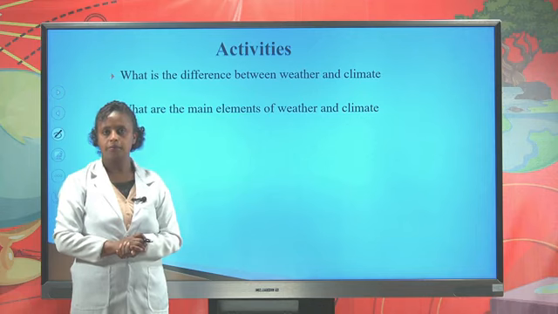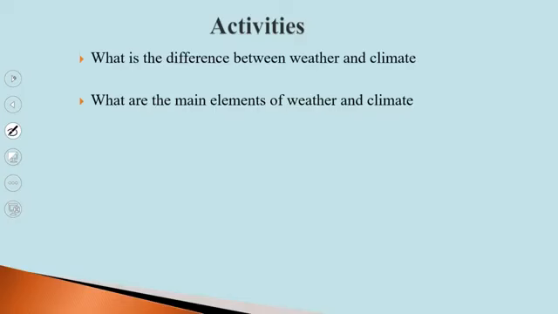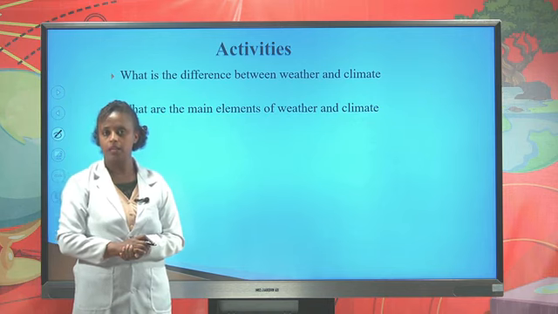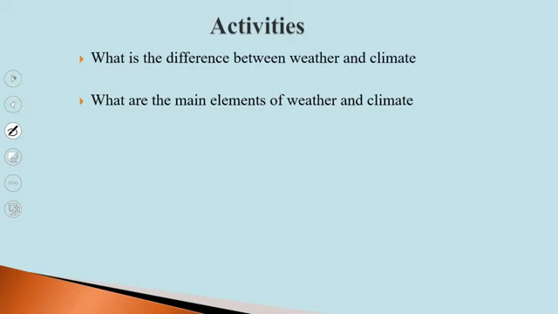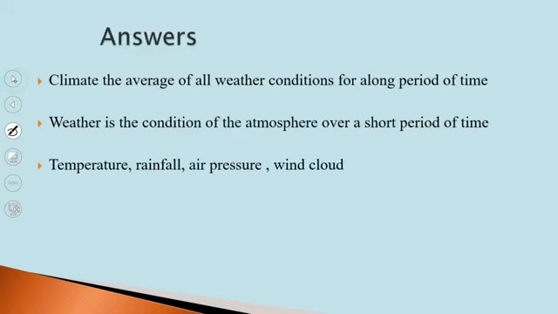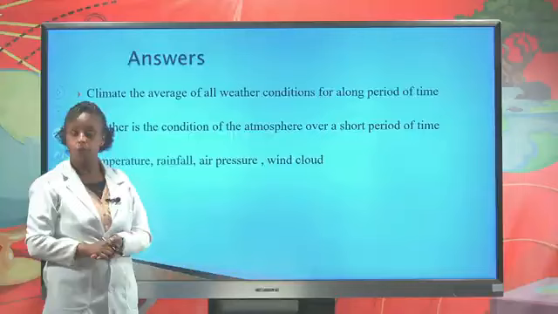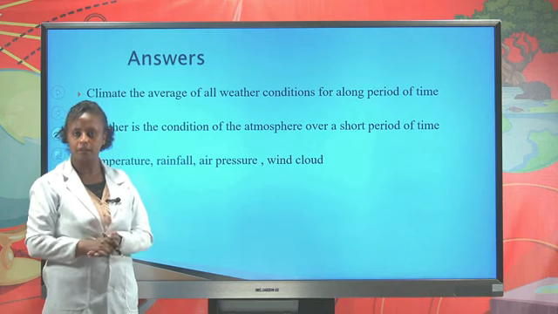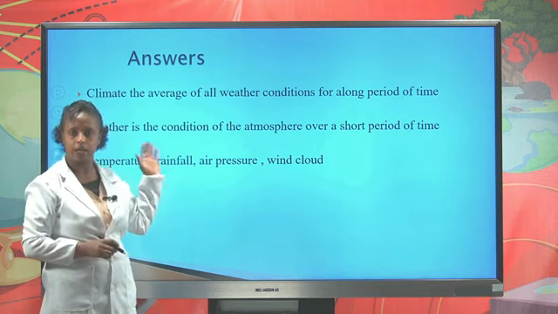Hello again. Did you manage to name the main elements of weather and climate and identify the difference between weather and climate? Well done. Let us check your answer together. The difference between weather and climate is the time or the duration of the period. Climate is the average of all weather conditions for a long period of time, whereas weather is the atmospheric condition for a short period of time. This is the difference between weather and climate.